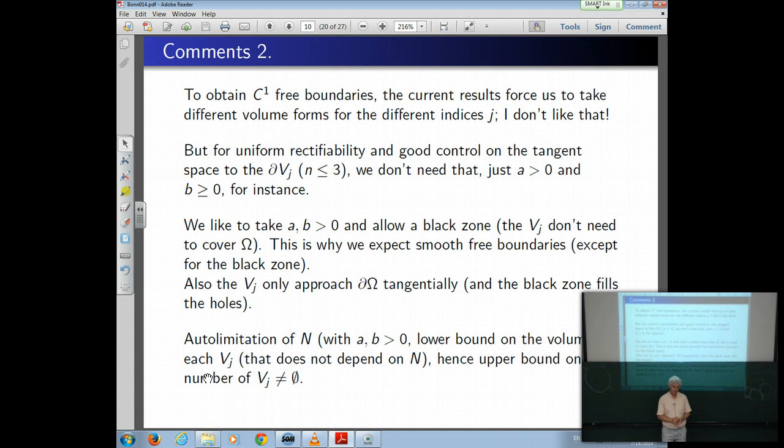This is the same reason for saying that the domains are not too small. If the domain is too small, then you look carefully at what happens from Poincaré. You get that the function u is small. And if u is small, you pay too much for volume, and it's not worth it. Okay. So this part is under control.